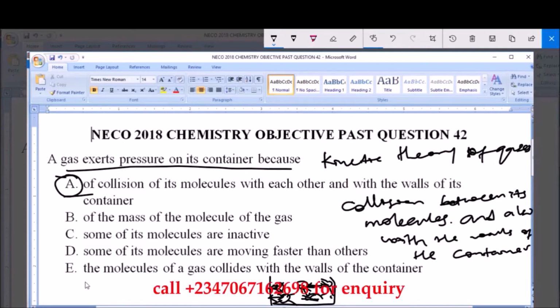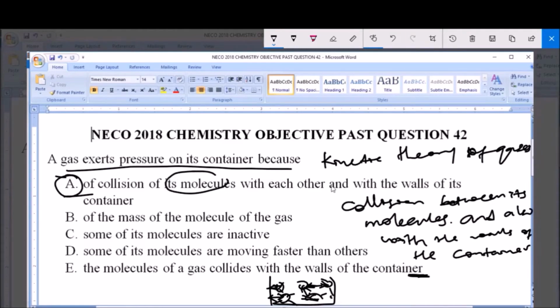Now looking at option E, it says the molecule of gas collides with the walls of the container. Yes, this is part of it, but this is not the full reason why the pressure of gas is exerted. It's as a result of collision with its molecules and also collision with the walls of the container. So these two reasons, and that is why option A is the correct answer. And like we know, mass of gas is usually negligible. And they say some of its molecules are inactive. No, gas molecules are always active, they are mobile. So the answer to this question is option A, collision of its molecules with each other and with the walls of the container.